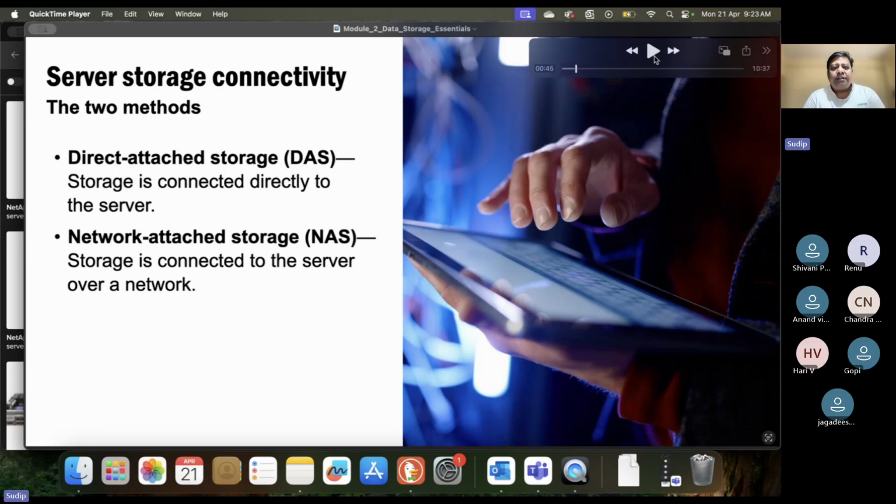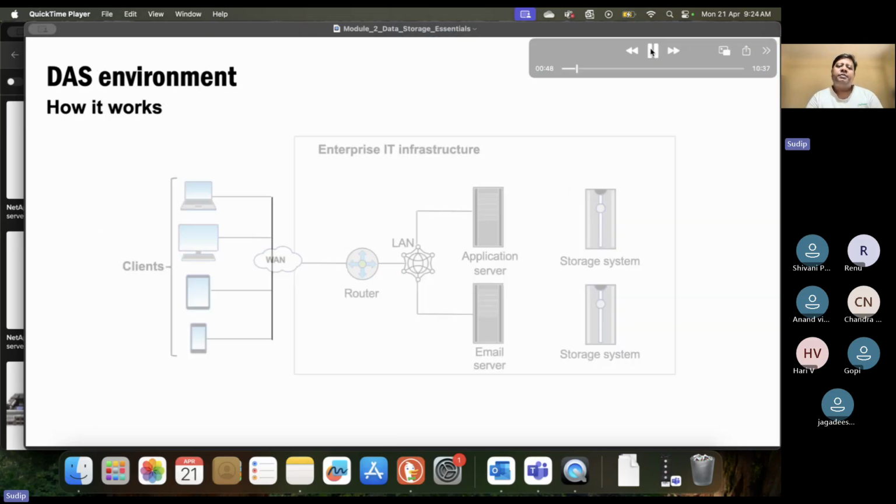In the first one, you directly use cables from the storage system and connect it to the server. There is nothing else in between. Whereas in a NAS, between the server and the storage, we are going to see some networking equipment. So the servers are going to get connected to the network, and similarly the storage is going to get connected to the same network, and that's how they talk to each other. This we had already learned in the previous class. This is a reiteration of that.